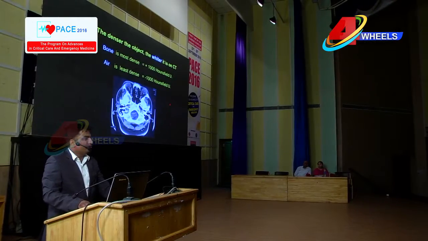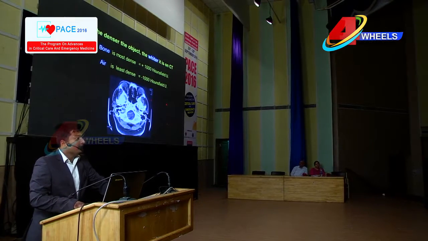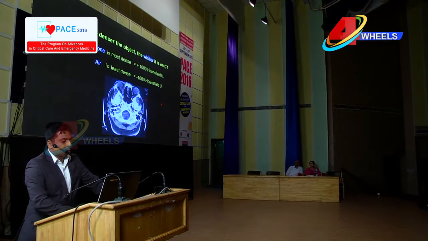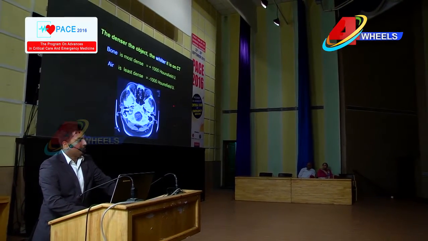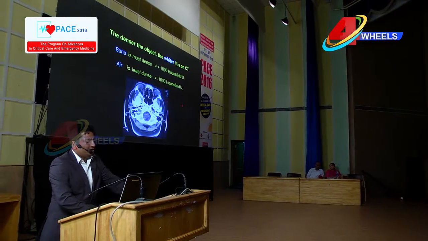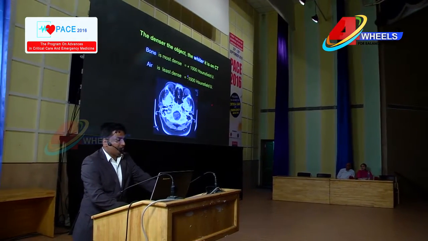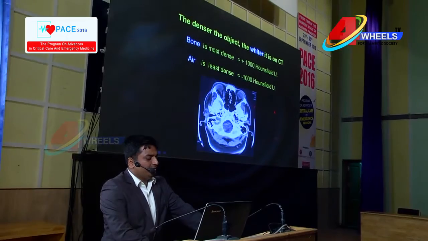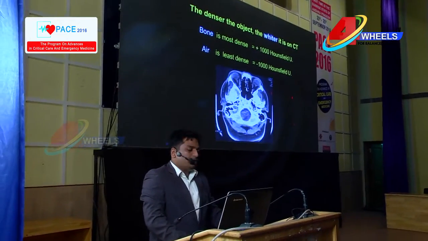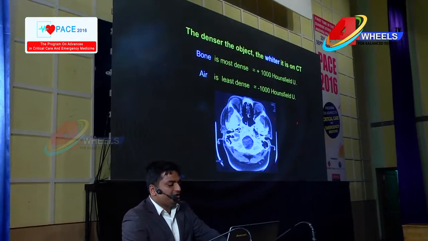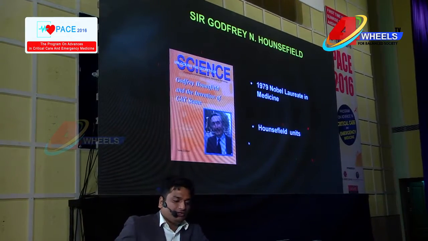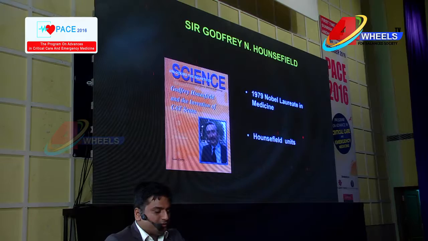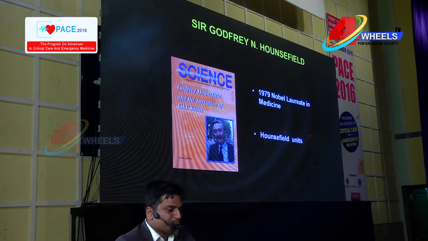If I can ask you, which is the most dense object in the body? It's the bone, is it not? So bone appears whiter, whereas air in the sinuses appears least dense, and hence it is given -1000 Hounsfields, and bone +1000 Hounsfields. Taking these into consideration, acute blood will appear slightly less white than the bone, and your CSF will appear slightly less black than the air. Thanks to this gentleman, Godfrey Hounsfield, who did a lot of things for the CT, and hence all the units have been given after his name.